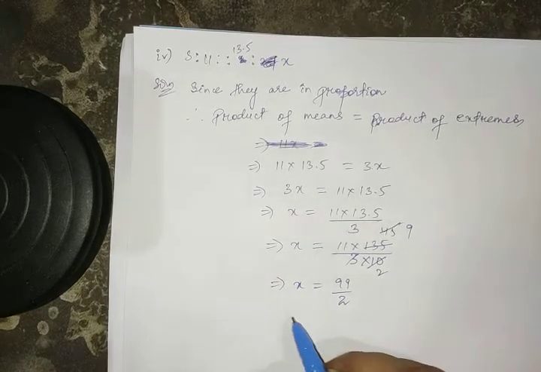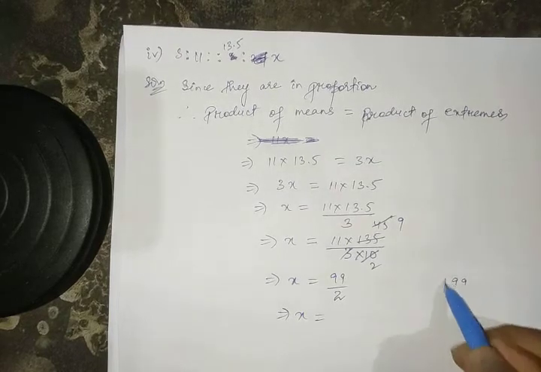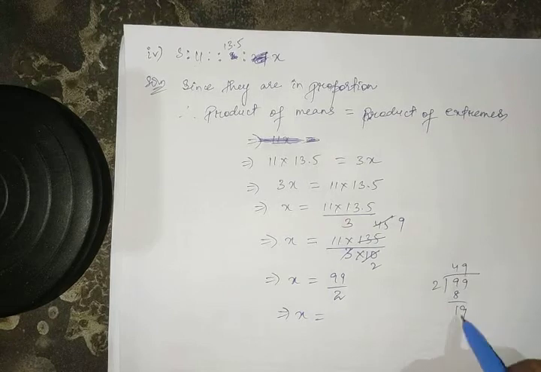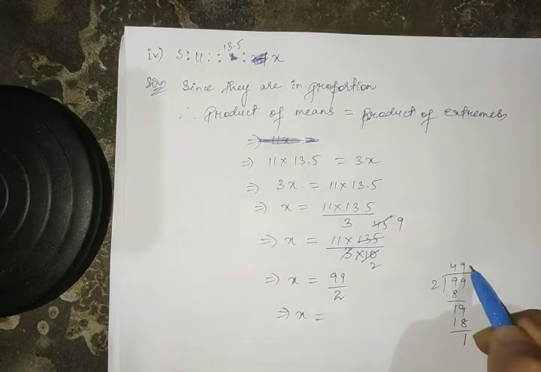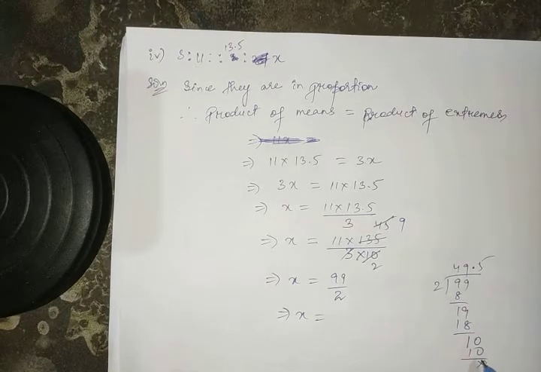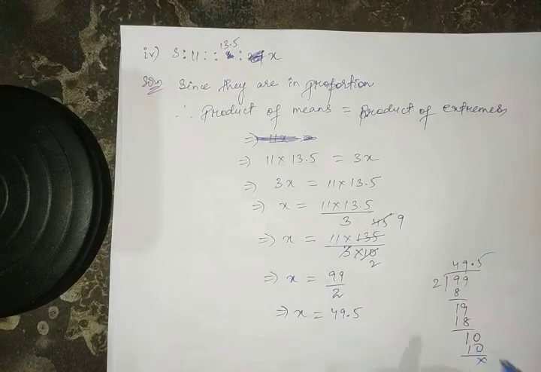If not, we can divide it and write. So if we divide, what do we get? Half of 99 is how much? You can just divide. 2 4s are 8, 1 is 19, 2 9s are 18, 1, then take a decimal point, so we put 0, and then 2 5s are 10. So the answer is 49.5. So this is the value of x.